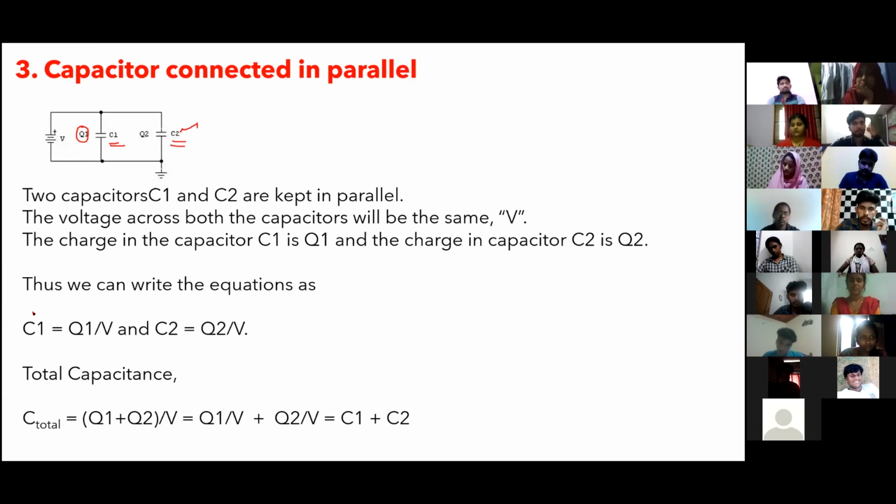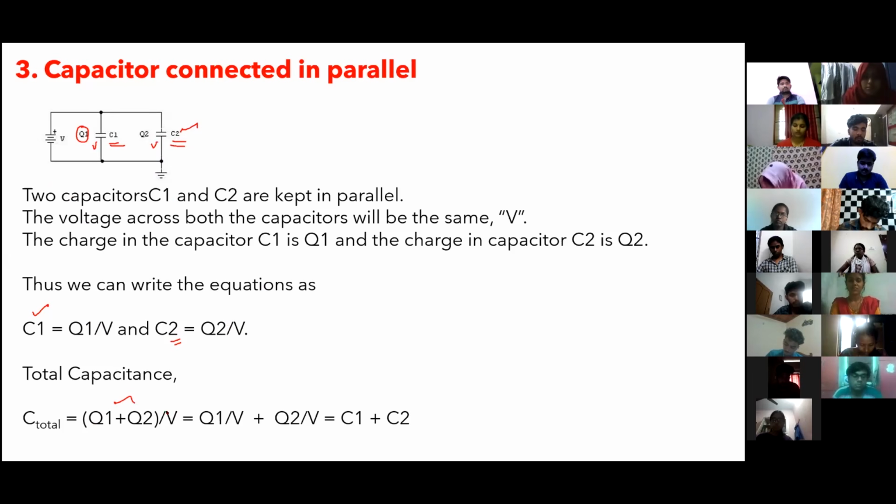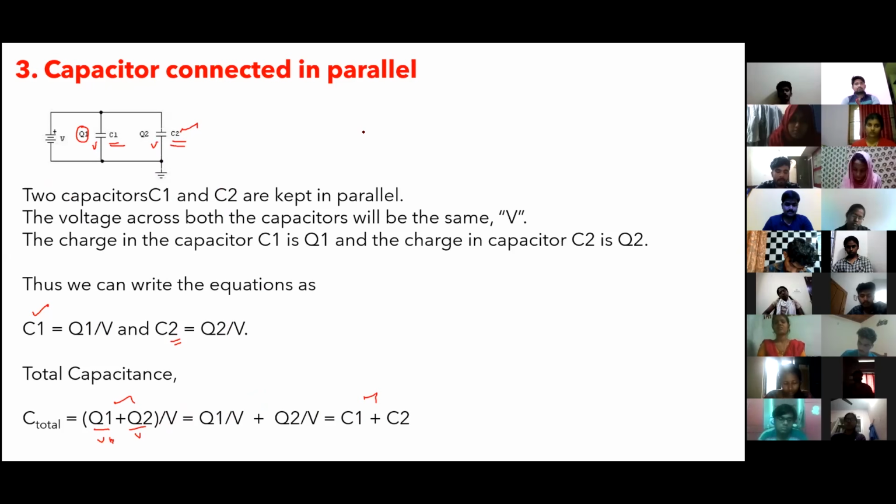So the capacitance of the first capacitor is Q1 by V, because the voltage is common here. It's also V here. The capacitance of the second capacitor is Q2 by V. For the total capacitance, if you want to add the total charges, divided by V, it is Q by V actually. So you can pull V common, so it's like Q1 by V plus Q2 by V, and this is the sum of the capacitors. And these are very common circuits. We know this when capacitors are connected in series and when capacitors are connected in parallel.